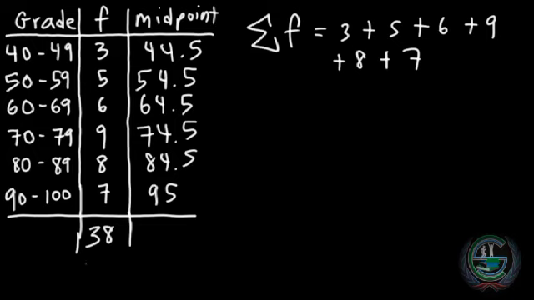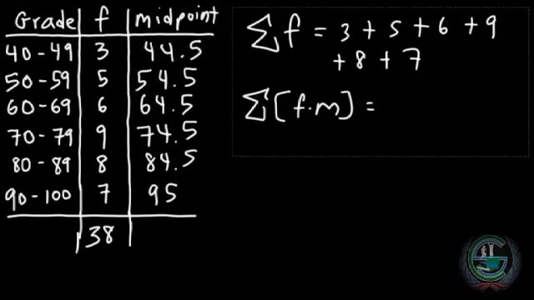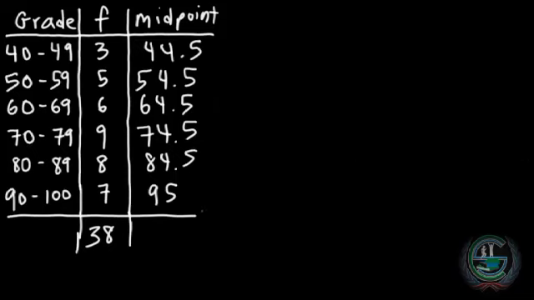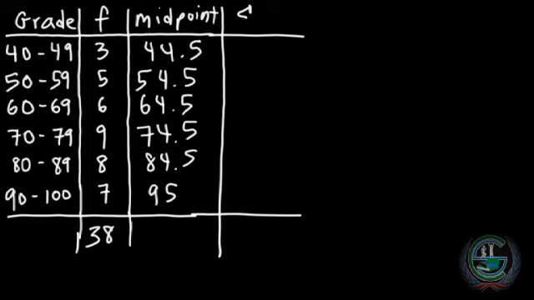Now the next thing we need to calculate is the sum of the frequency times the midpoint values. So what we're going to do is multiply these two. Now it might be easier to make an extra column and then sum up those values. Okay, that line is not straight. So let's call this F times M. So what we're going to do is multiply the frequency by the midpoint. So 3 times 44.5, and that's going to be 133.5.